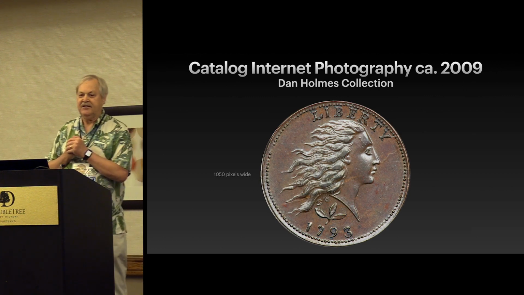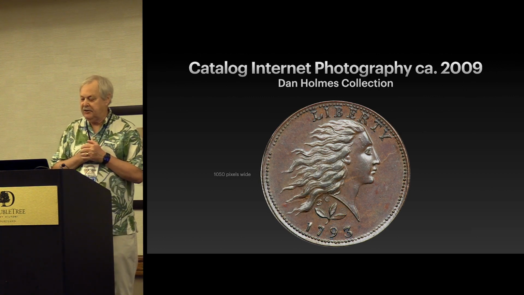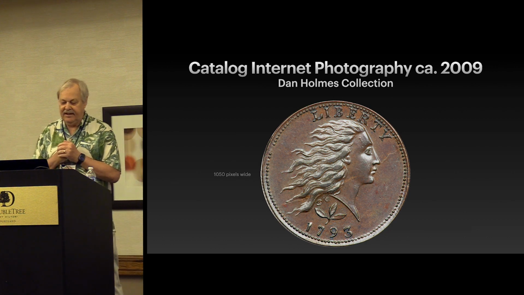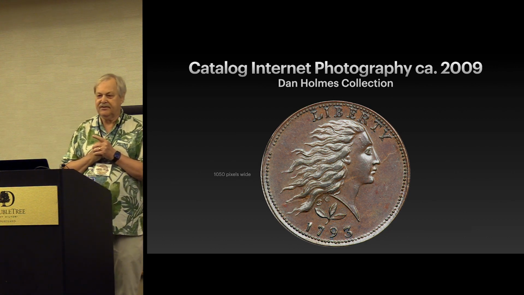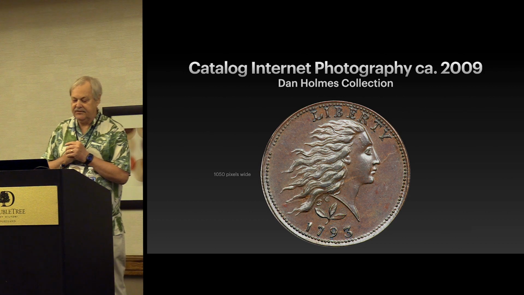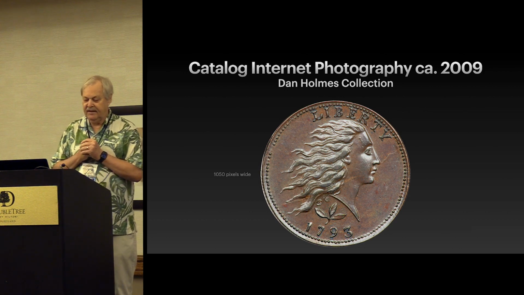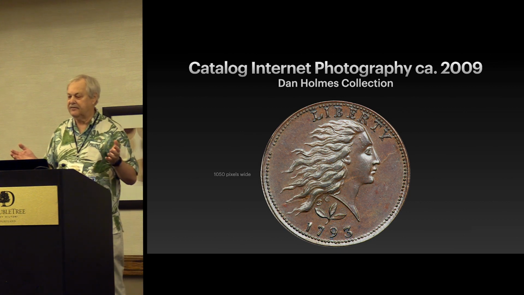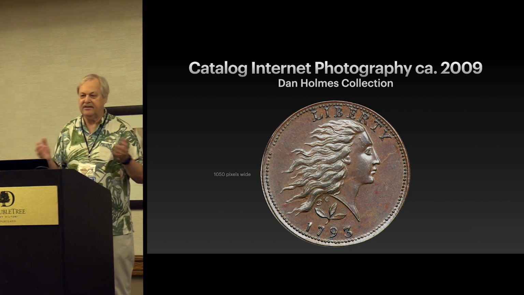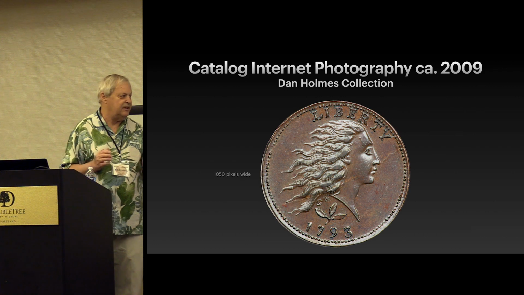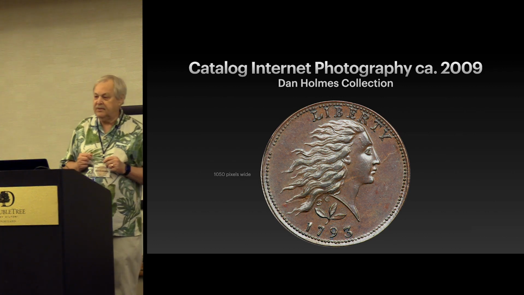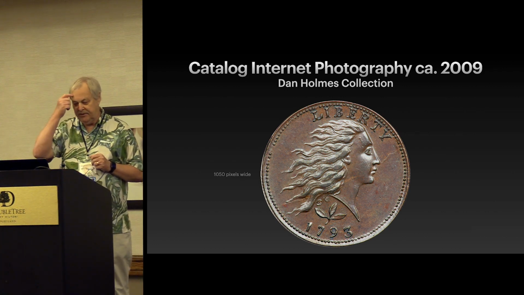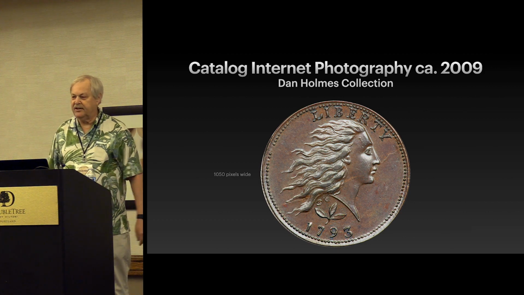Now we get to 2009. This is from the Dan Holmes collection, and this is the internet image, the large internet image from the Dan Holmes collection. We thought at the time that this was the be-all and end-all of coin photography. Everything was magnificent, everything was perfect. This is 1,050 pixels wide for the whole coin, and it looks pretty darn good, I think.